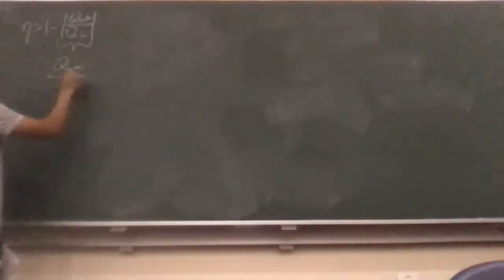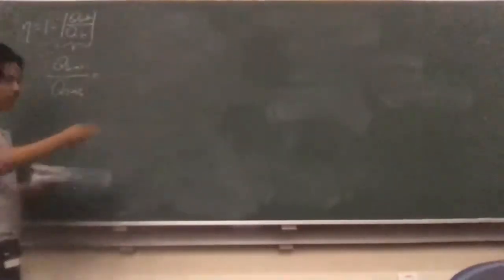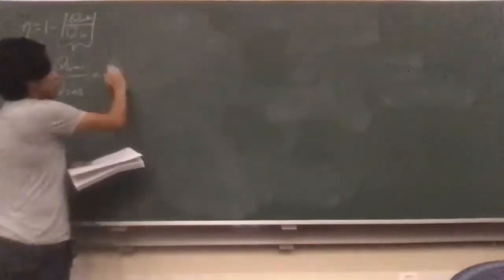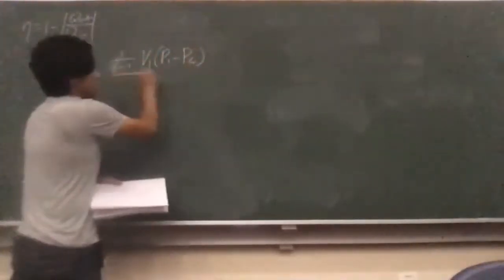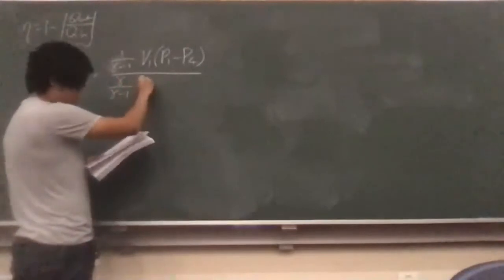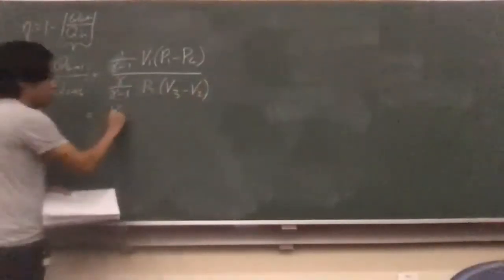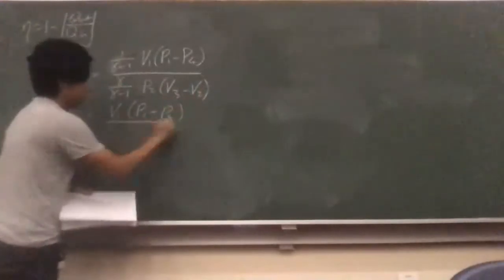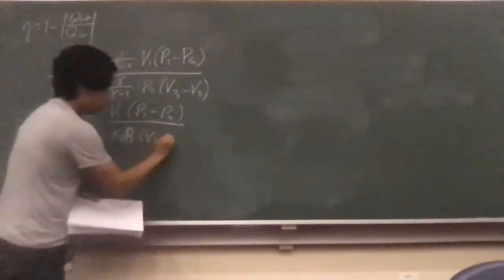Yeah, so this is Q4 to 1 divided by Q2 to 3. So okay, oh god, I wrote it so the 1 and 4 are the other way around. I'm not changing it again. My bad. So that's V1 times 1 over gamma minus 1 times (P1 minus P4), divided by 1 over gamma minus 1 times P2 (V3 minus V2). So that's just equal to V1 over gamma P2 ... minus V2.